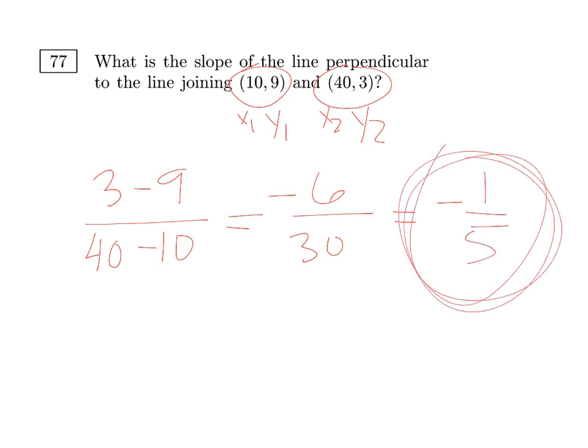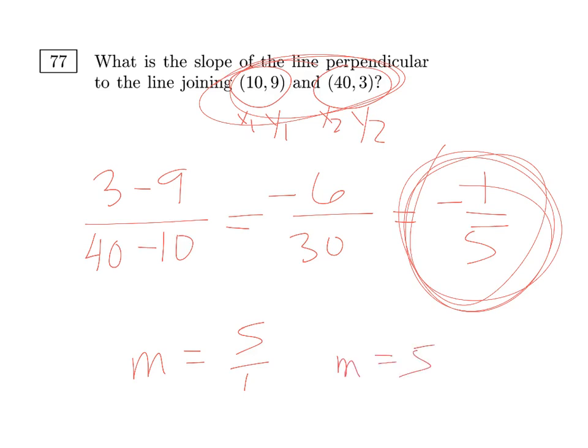Alright, this is the slope of the line that passes through these 2 points. What's perpendicular? Okay, well I have to take the opposite reciprocal. So the slope's going to be positive 5 over 1. So m is equal to 5. That's the slope we're looking for.